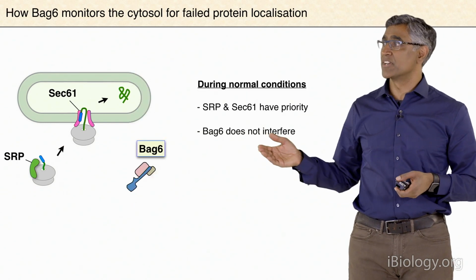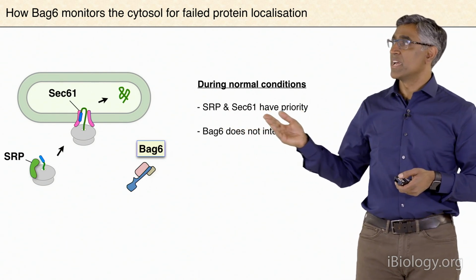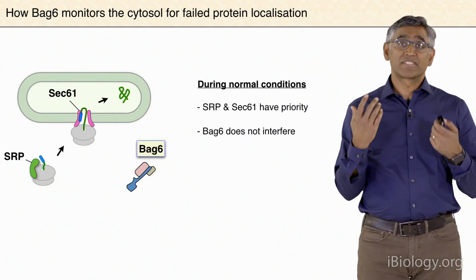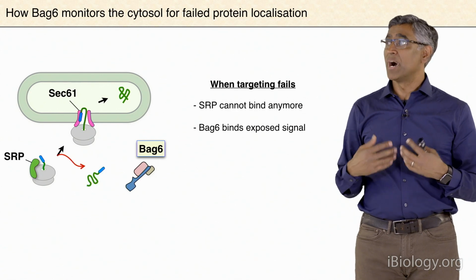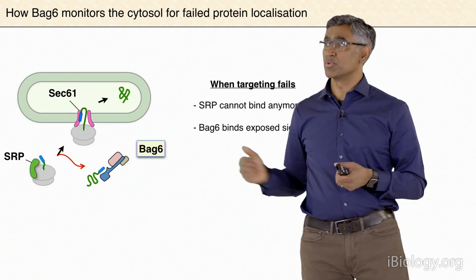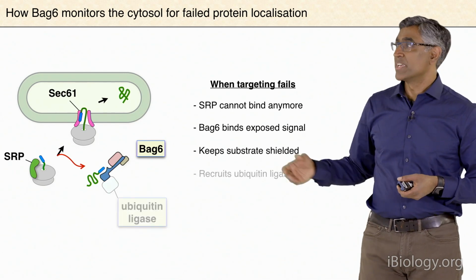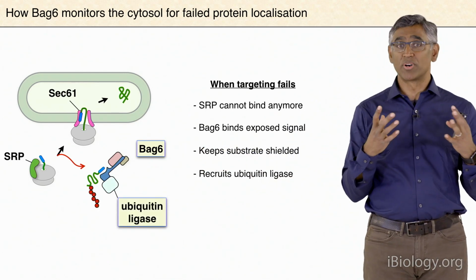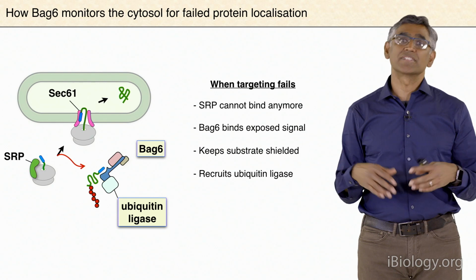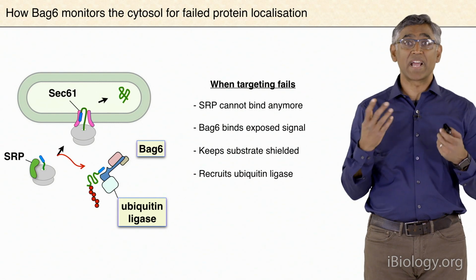And so the idea then is that under normal conditions, the biosynthetic machinery, SRP and Sec61, have priority. And that's because they're associated with the ribosome. And BAG6 doesn't seem to interfere with that process. But when targeting fails, BAG6 then specifically recognizes these exposed signals in transmembrane segments, and it does a few things. First of all, it keeps these substrates shielded. And that's important because these hydrophobic sequences can make a lot of promiscuous and nonspecific interactions, and they can also aggregate. So having something that shields them is quite important to prevent aggregation.